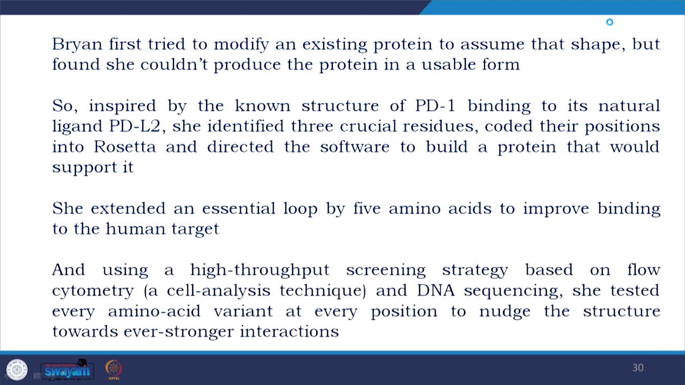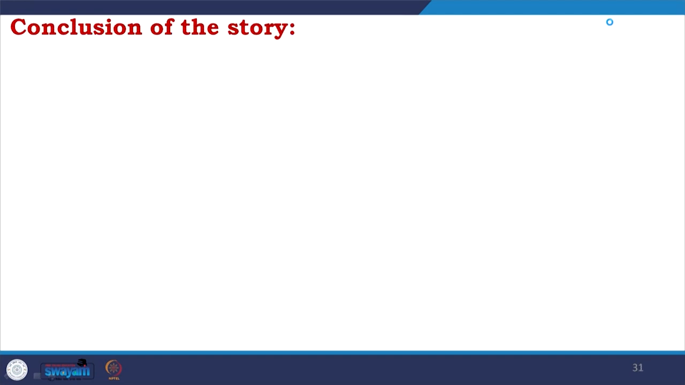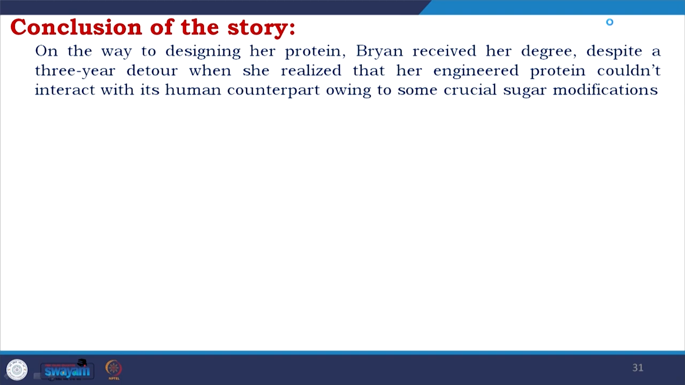And using a high throughput screening strategy based on flow cytometry, a cell analysis technique which will be used to check the binding, and DNA sequencing, she tested every amino acid variant at every position to nudge the structure towards ever stronger interactions. On the way to designing her protein, Brian received her degree despite a 3-year detour when she realized that her engineered protein could not interact with its human counterpart owing to some crucial sugar modification.